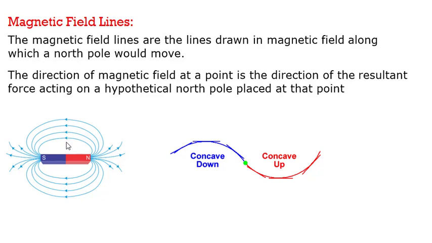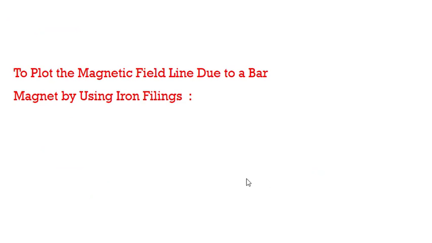Also, the crowdedness of these lines indicates the strength of the magnetic field, the strength of the magnetic force. So where the lines are more crowded, there the force is more. Where they are less crowded, there the force is less. So we can see that the force is more near the north and south poles, and it is less at other places. Now let us see how to plot the magnetic lines.